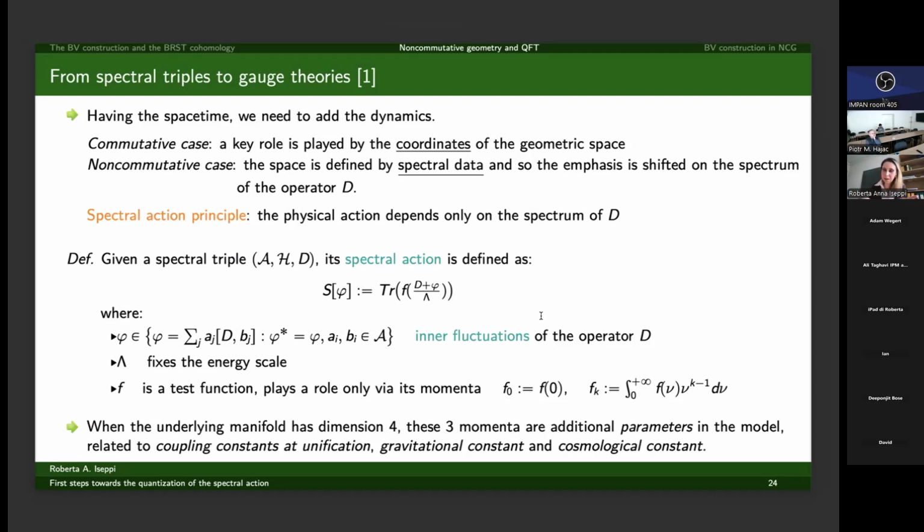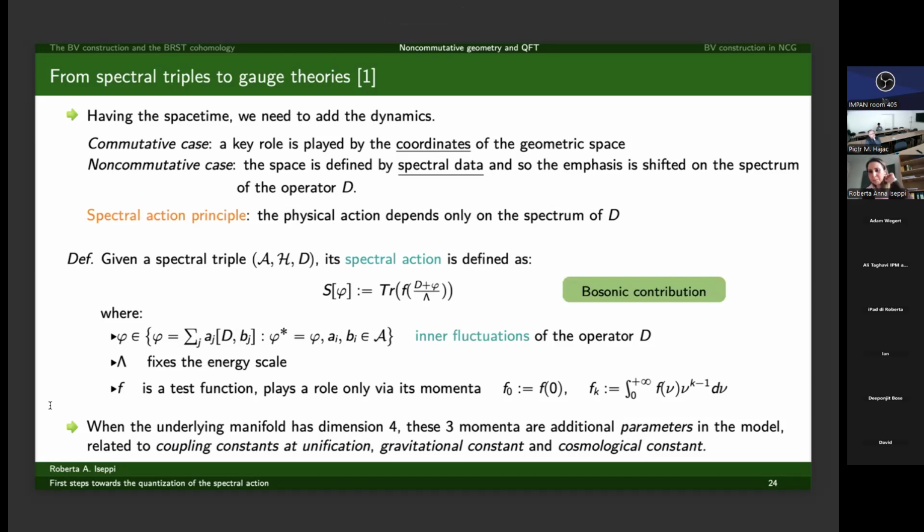And if one applies all this story, taking as spectral triple the canonical spectral triple, so you have your underlying manifold, then the dimension is 4, and the momenta are just 3. And as we're going to see in a second, if we do consider that, for the standard model, these 3 momenta are just the coupling constant at the unification scale, the gravitational constant, and the cosmological constant. But we're going to see in a second what I mean with this.